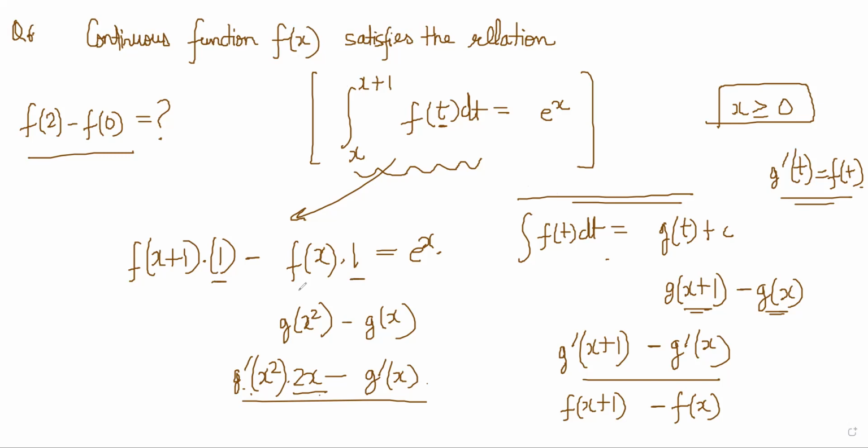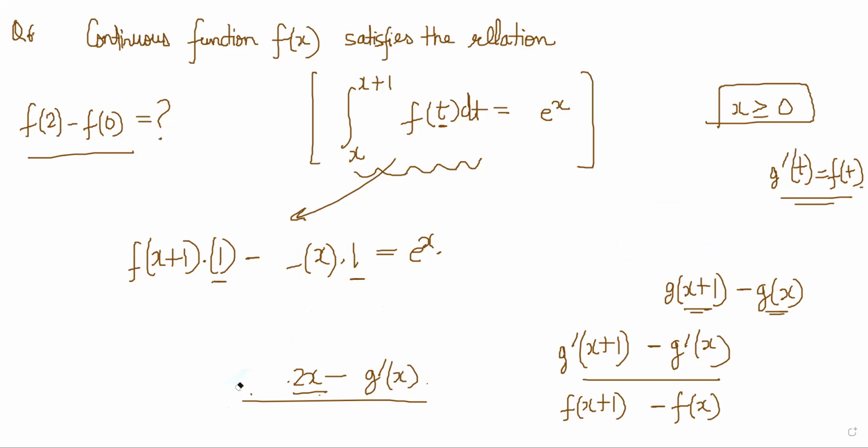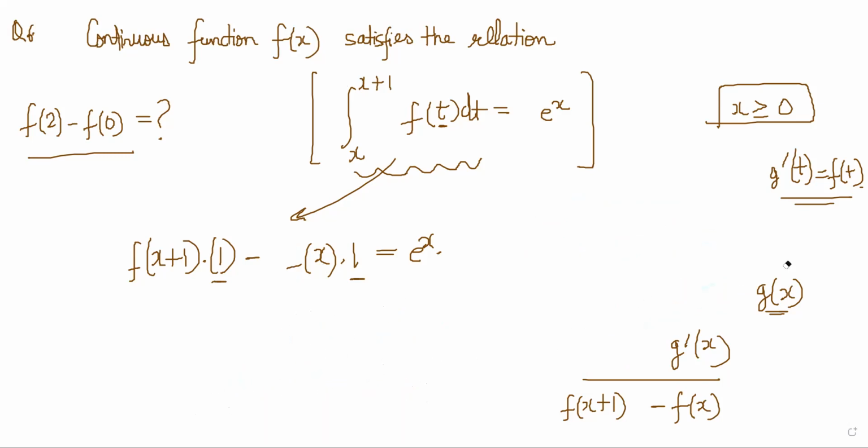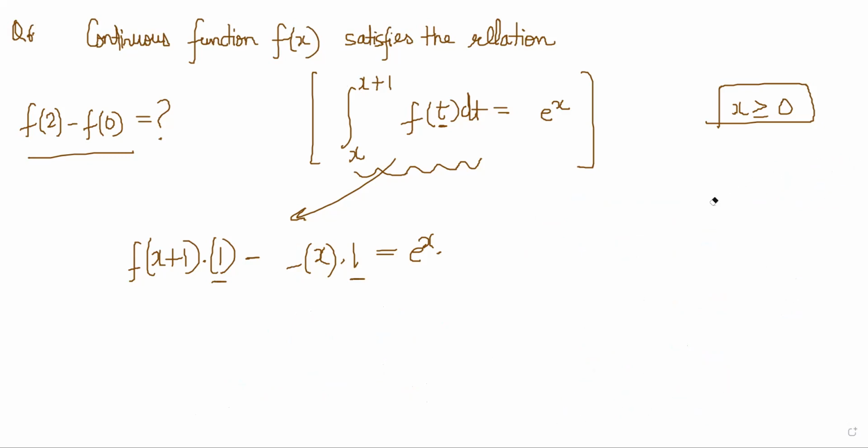So that is the way it is coming, and this part you need to know directly so that you can use it in questions. Now it is obvious what to do. f of x plus 1 minus f of x is going to be e power x here. So just put 0 first. You'll get f of 1 minus f of 0, which is equal to 1. And then you'll get f of 2 minus f of 1 is equal to e power 1, right?